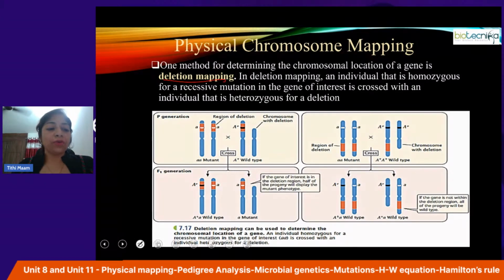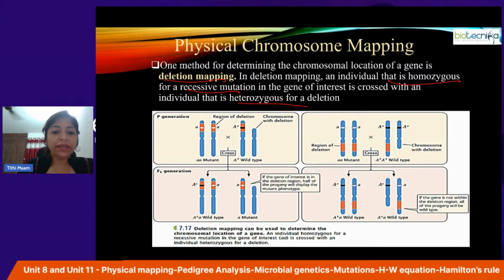In deletion mapping, we do a cross between an individual that is homozygous for the recessive mutation for the gene of interest that we want to physically map, with an individual who is heterozygous for the deletion. Now if the gene of interest is present in the deleted region, then when we cross these two individuals, there will be a proportion of the progeny in the next generation that will show the mutant phenotype. Why mutant?